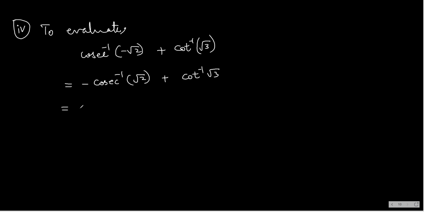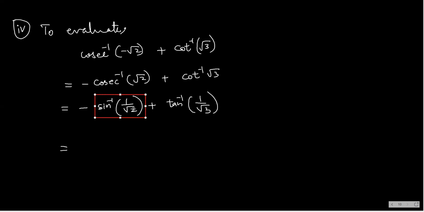The next step is I will write minus, and I will convert this cosec inverse to sine inverse. So this is sine inverse of 1 by root 2 plus cot inverse of root 3, which is tan inverse of 1 by root 3. Now I know these principal values. Sine inverse of 1 by root 2 is an angle. Which angle? Pi by 4. Tan inverse of 1 by root 3 is also an angle. Which angle? Pi by 6. So I have minus pi by 4 plus pi by 6.